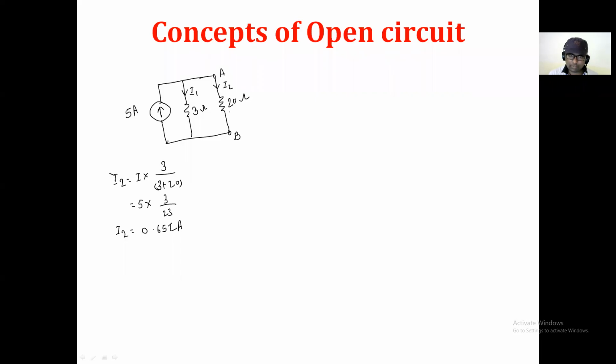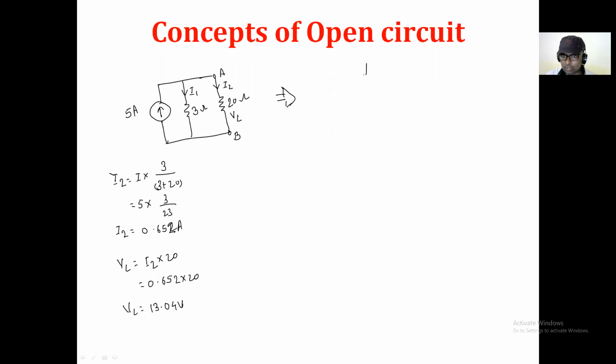Now, once you know the current flowing through this 20 ohm resistance, you can calculate its voltage. Let me consider that voltage is VL, the load voltage. So I can calculate VL is equal to I2 multiplied by 20, by Ohm's law, which is 0.652 multiplied by 20, so VL is 13.04 volts.